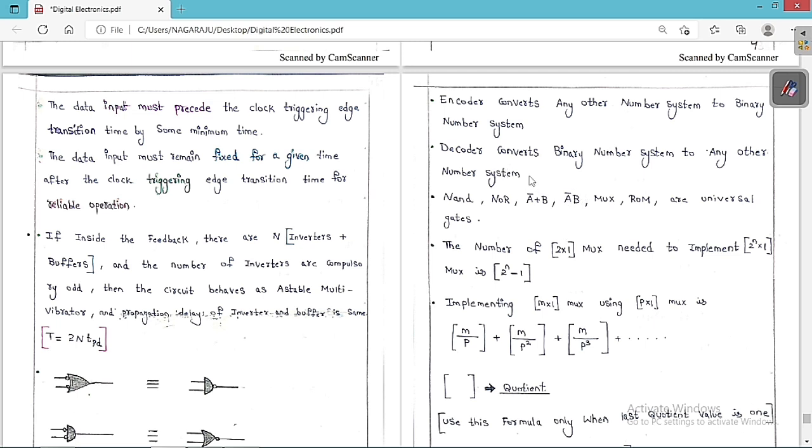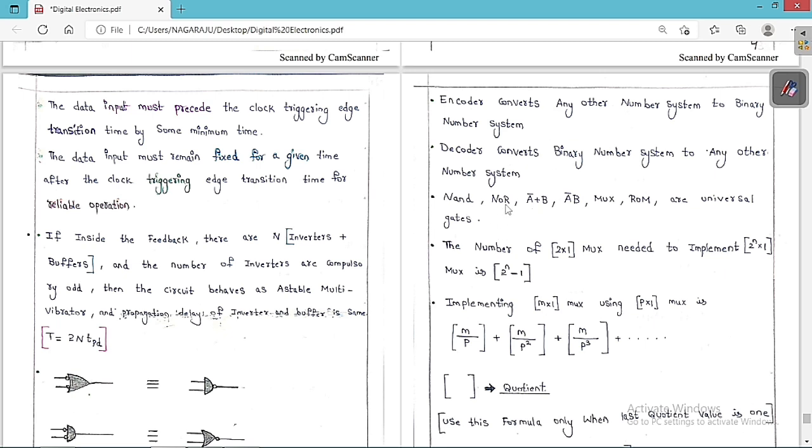So encoder is n cross 2 to the power of n, and decoder is 2 to the power of n cross n. These things I have already told you. So for an encoder, we are going to get 2 to the power of n cross n, and for a decoder, n cross 2 to the power of n.